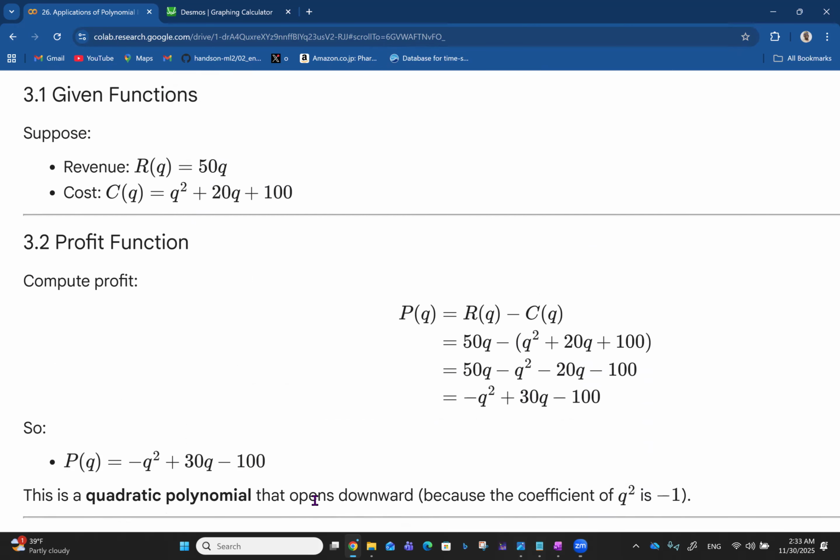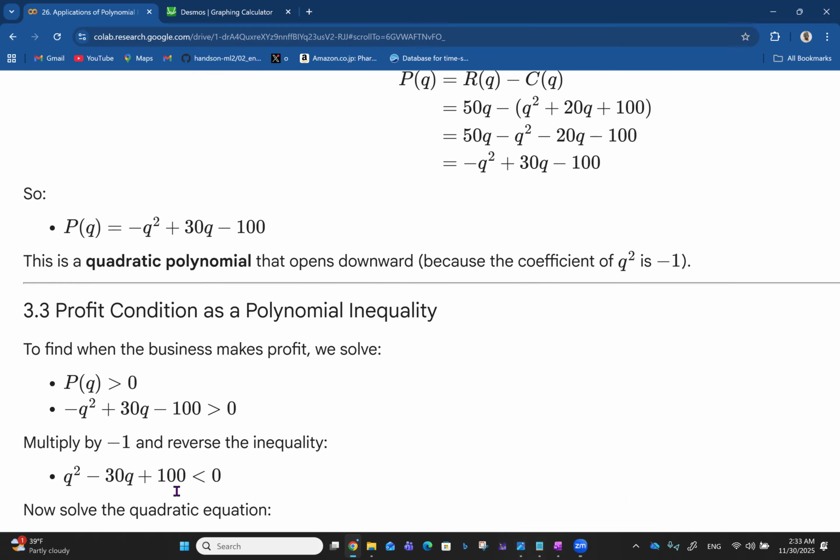So this is a quadratic polynomial that opens downward because the coefficient of Q squared is minus 1. You see, it opens downward because of this coefficient. We've learned a lot about the leading coefficient and the degree.